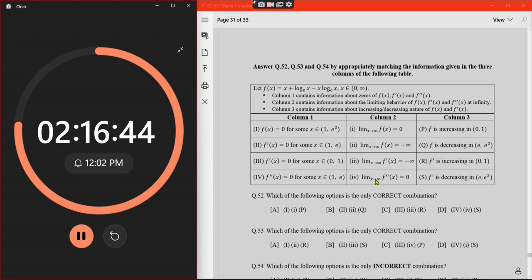Then x tends to infinity f double dash of x is equal to 0. f double dash. Yes, okay. So fourth is also correct. Second, third, fourth, right. So this one becomes incorrect in that case.